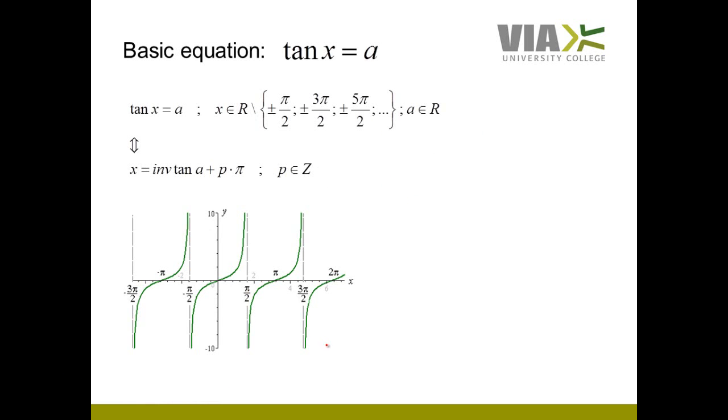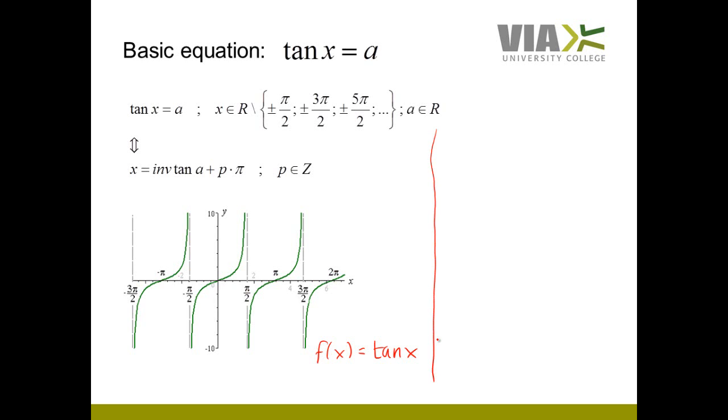Here you see the graph for the function f(x) equals tangent x. As you recall, tangent x is not defined for plus minus pi over 2, plus minus 3 pi over 2, plus minus 5 pi over 2, and so on. Tangent is defined as sine over cosine, so when cosine x is equal to 0, tangent x is not defined. That's where you can see all these vertical asymptotes, for plus minus pi over 2 and plus minus 3 pi over 2, and so on, if you continue this picture.